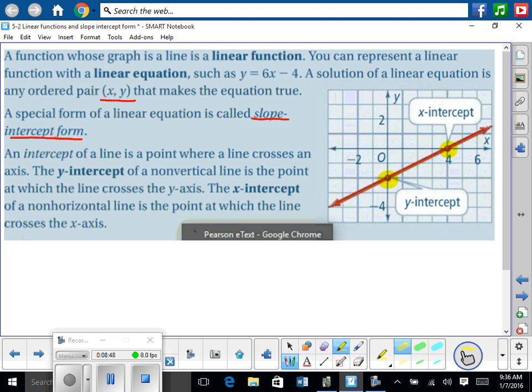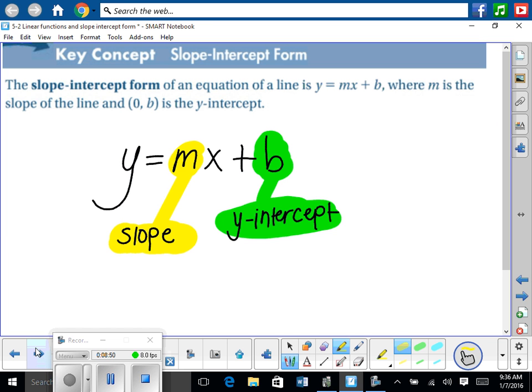Okay, that's all I want to make. We're just getting familiar with lines, which we should already know. Once again, the slope-intercept form of an equation of a line is y equals mx plus b, where m is the slope and b is the y-intercept. We're all familiar with this, right? This is the slope, this is the y-intercept. So you have to know, y equals mx plus b is the form of a line. It's how we write the equation of a line. M is the slope, b is the y-intercept.